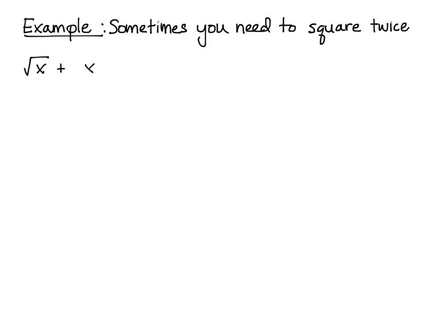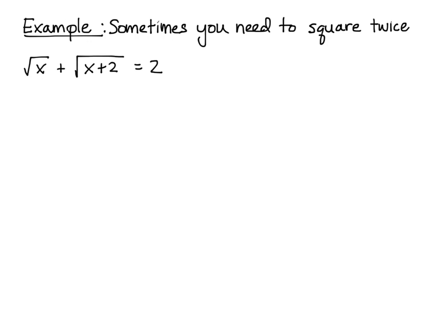Okay, another example, sometimes you have to go through it twice and square it twice. This happens when you have more than one radical in the equation, but they don't necessarily go away when you square both sides. All right, so let's look at this equation here. We have the square root of x plus the square root of x plus 2 equals 2.